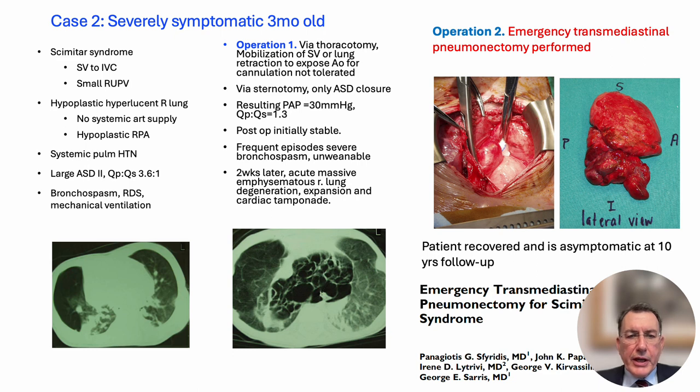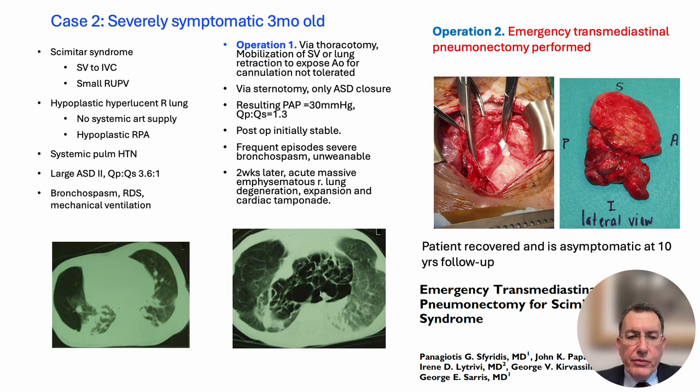The second case was again of a severely symptomatic neonate intubated and mechanically ventilated at birth with scimitar vein draining to the IVC. The hypoplastic right lung was hyperlucent and emphysematous, as you see on the chest CT image. The RPA was hypoplastic and there was systemic level pulmonary hypertension, yet there was no systemic arterial supply to the lung. There was a large secundum ASD and major overcirculation with Qp/Qs of more than 3.5:1.